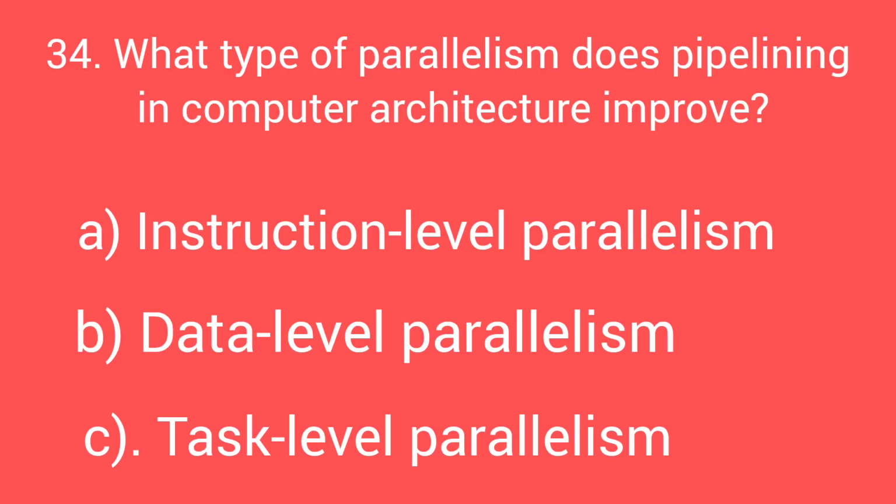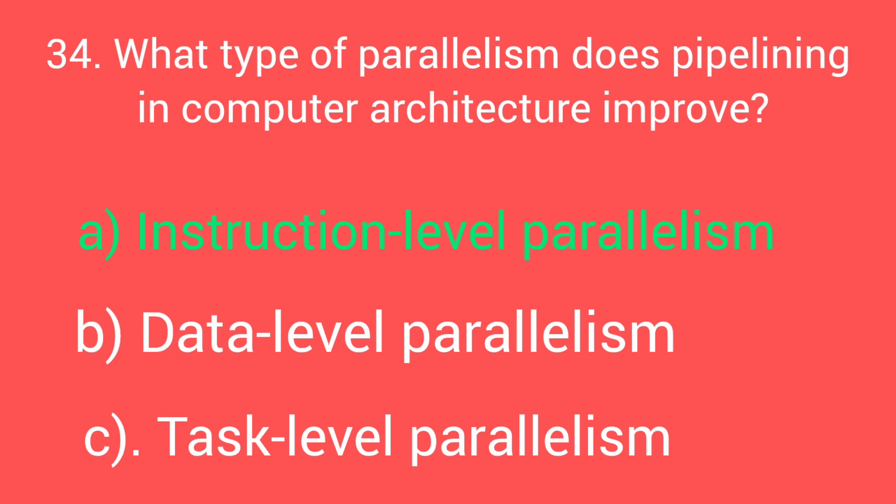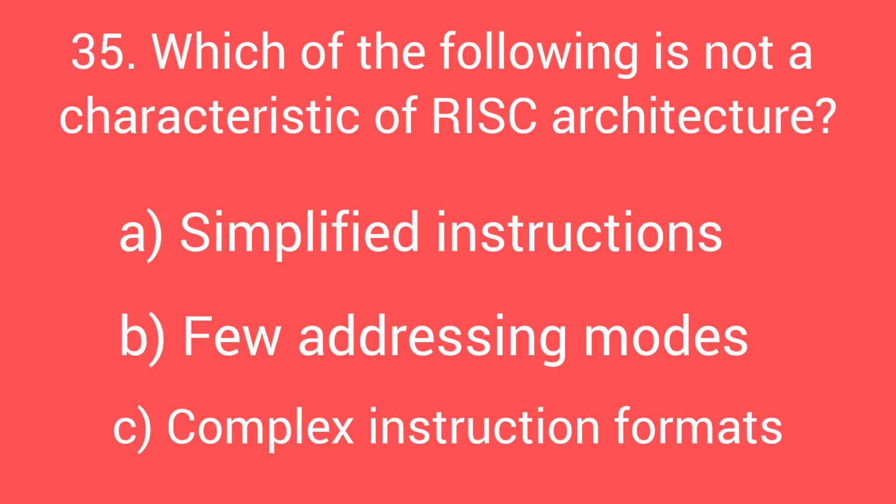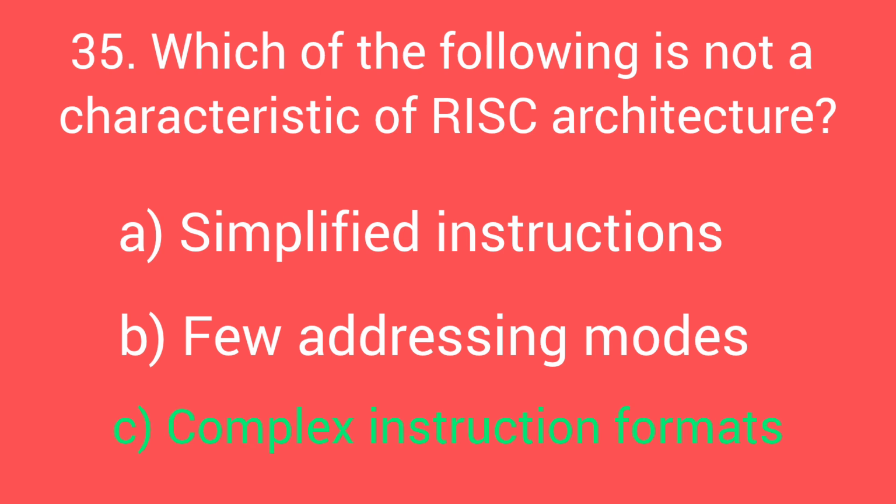What type of parallelism does pipelining in computer architecture improve? A. Instruction-level parallelism. Which of the following is not a characteristic of RISC architecture? Complex instruction formats.